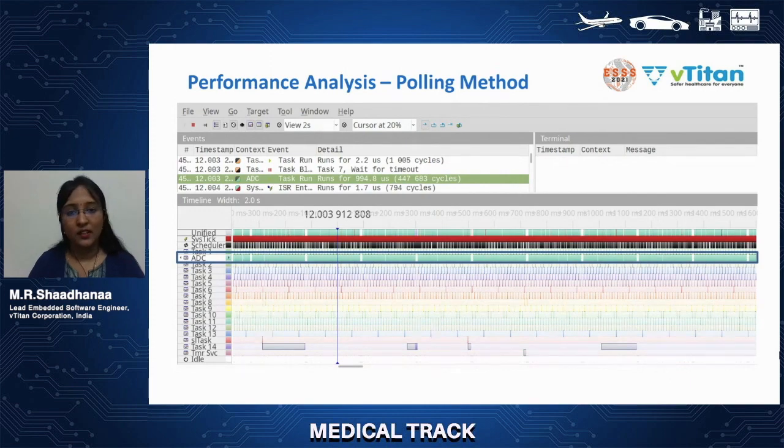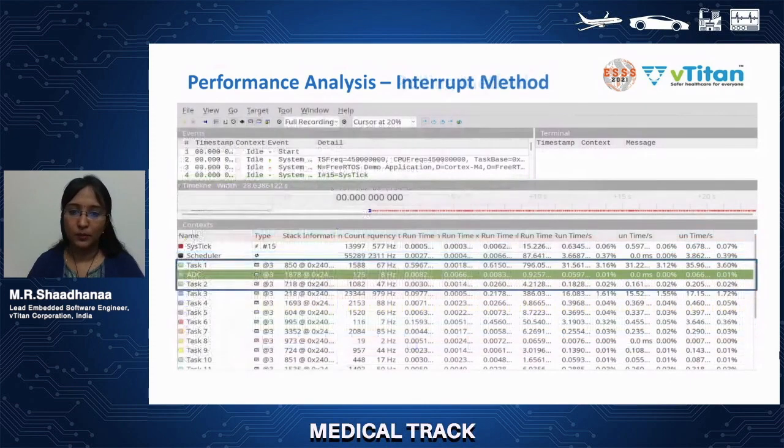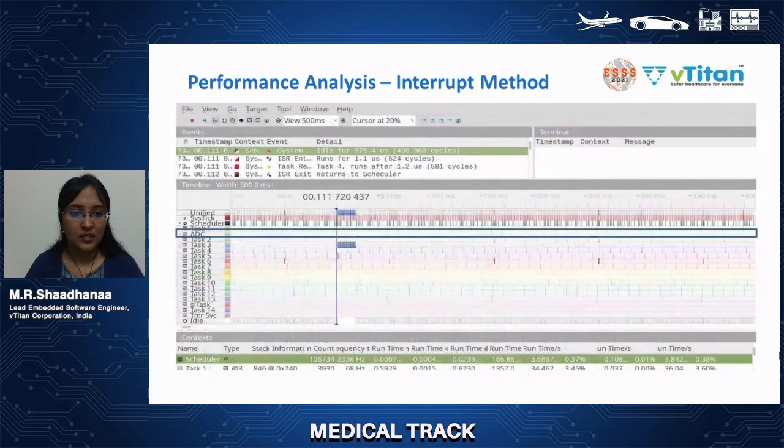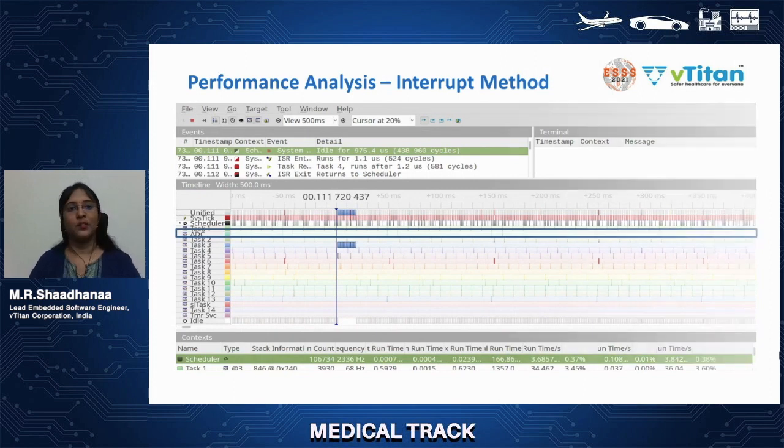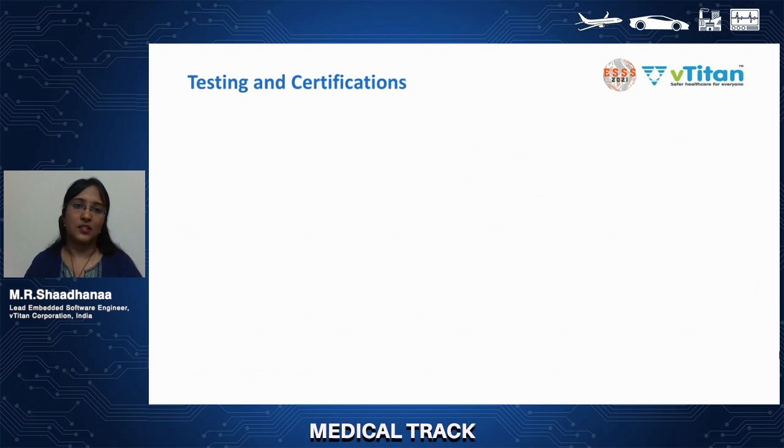Then I switched to interrupt mode, and now you can see only 0.01% of my CPU load is being taken by my ADC task. Also, in the trace time slice, it is clearly visible that the ADC task doesn't take much time now. So it is always recommended to use trace analyzers to check the performance of an RTOS-based application. The next topic is testing and certifications.